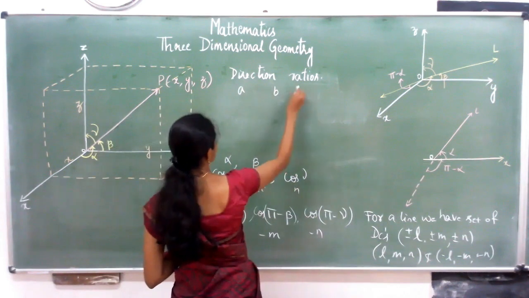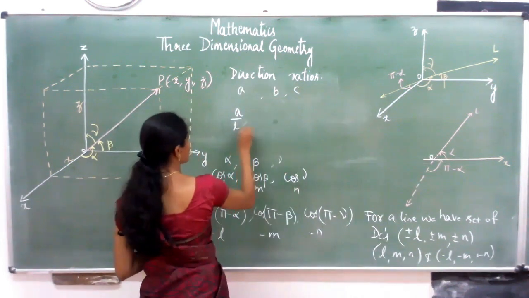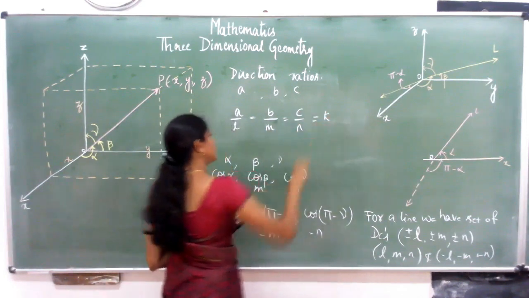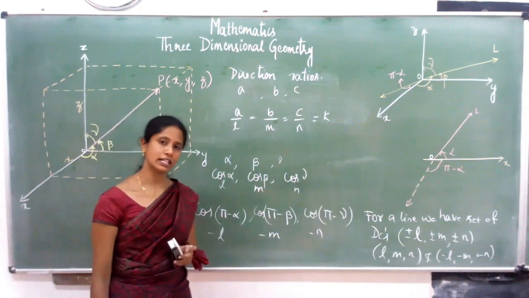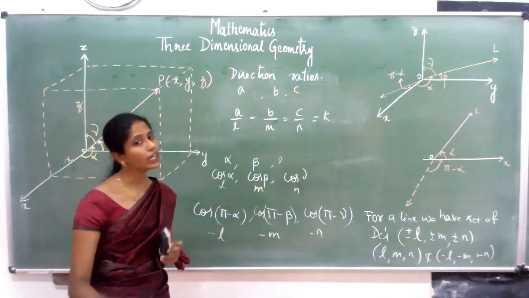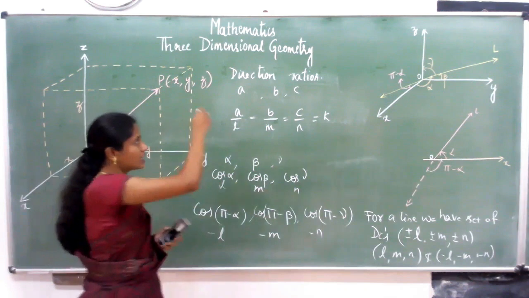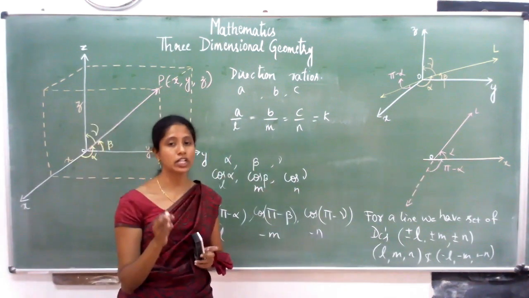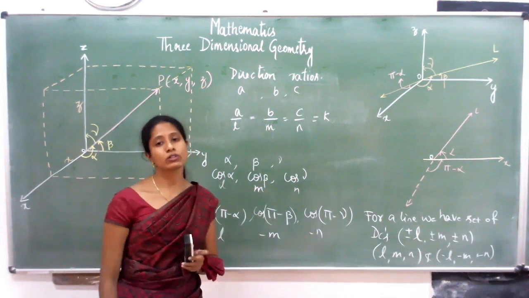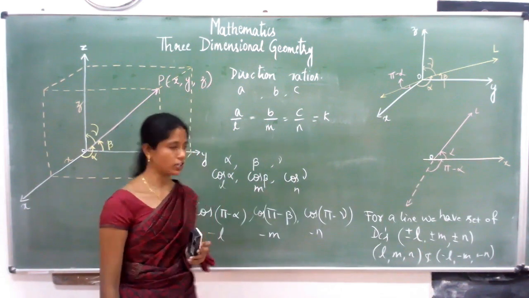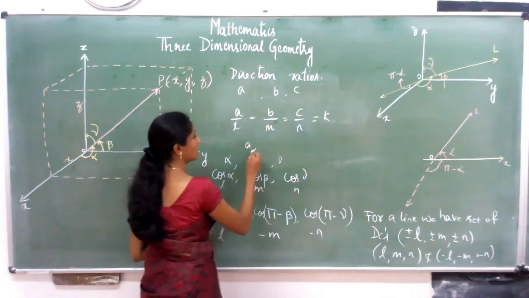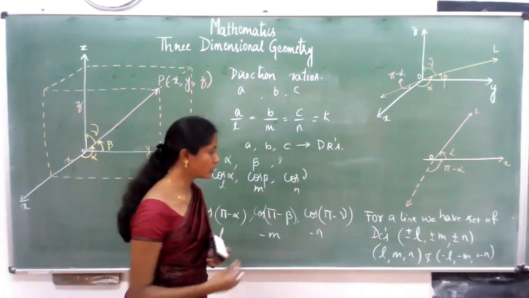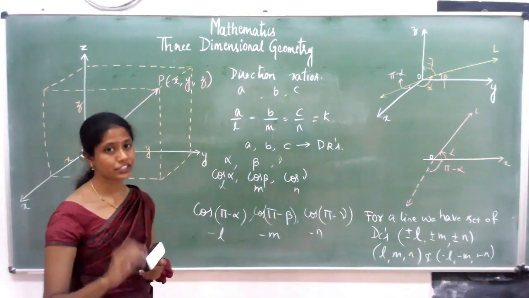If A, B, C are three numbers proportional to direction cosines, then these three numbers are called direction ratios. Here also the three numbers which I call A, B and C, which are proportional to direction cosines, are called direction ratios. So here we have a set of direction cosines.